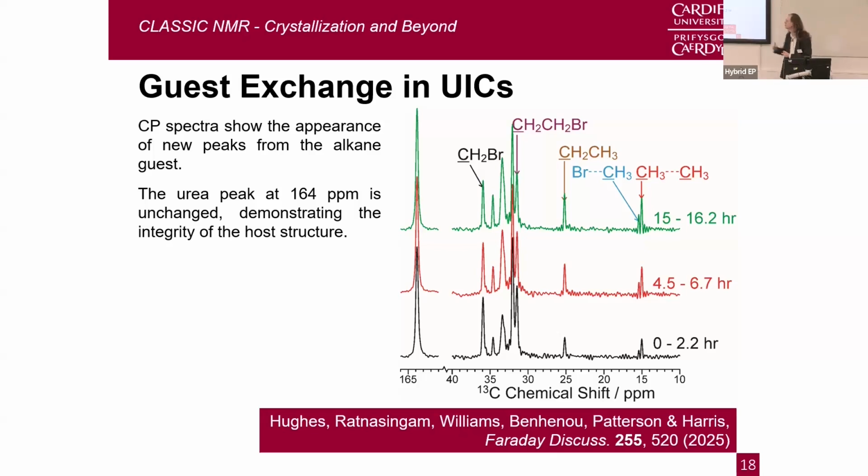So that's going into the tunnel structure, whereas some of the other peaks are diminishing over time because they're from the dibromo compound. One thing to mention, this peak over here at 164 ppm is from the urea host structure, and that's essentially unchanged throughout the entire experiment. So at no point is the host structure becoming degraded. These materials only maintain their integrity as long as there's a guest inside the tunnels. They will collapse otherwise. So it's important, as a check, to make sure that the urea isn't changing, and in this case it's not.